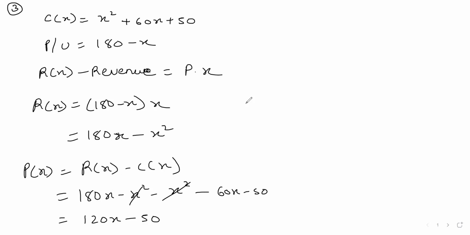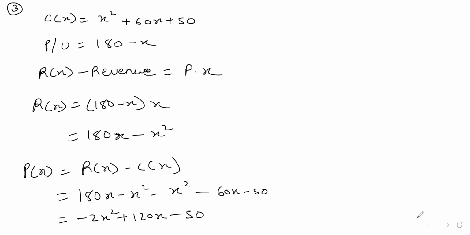No, sorry. This x square cannot get cancelled because both are minus. So it will become minus 2x square plus 120x minus 50. Now you want to maximize this profit, or you want to find the value of x for which this profit is maximum.